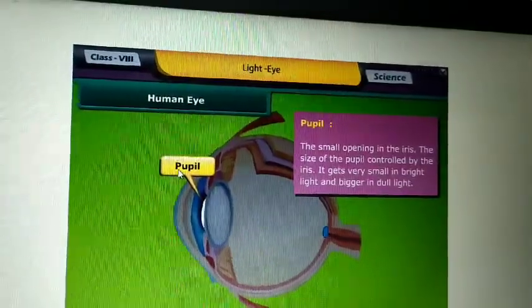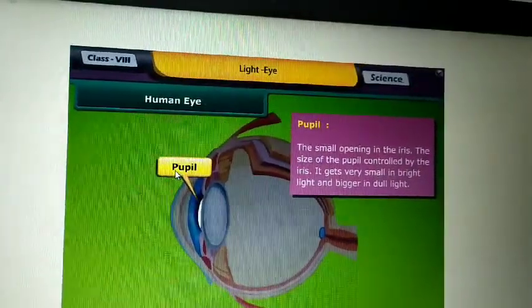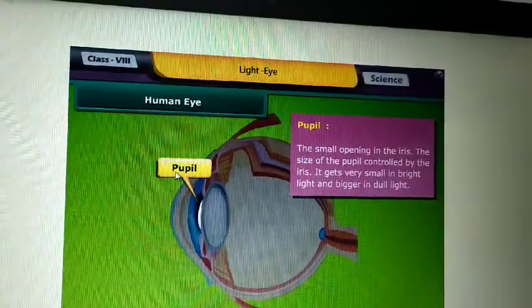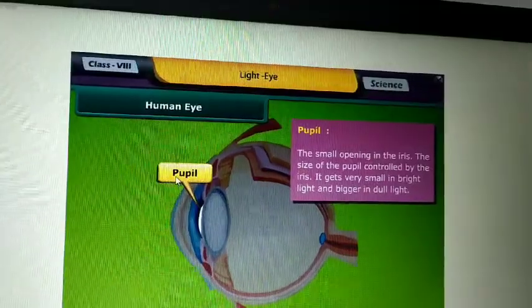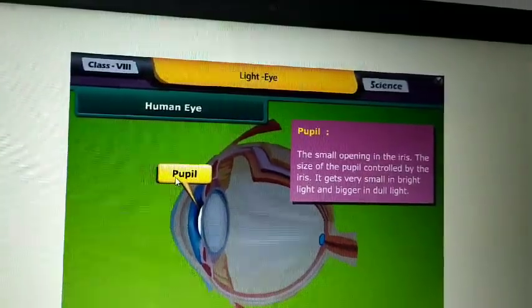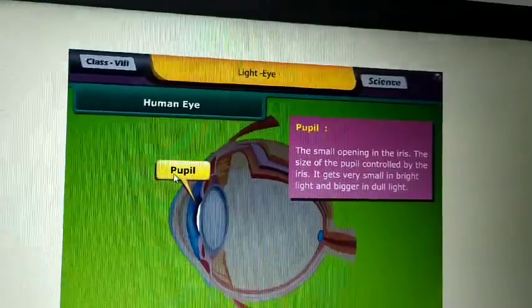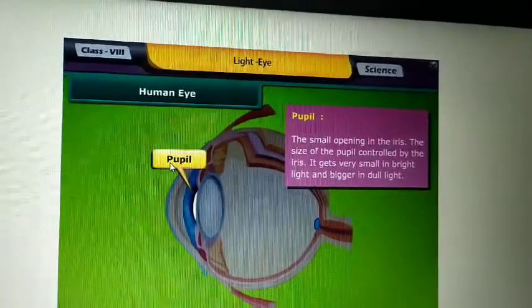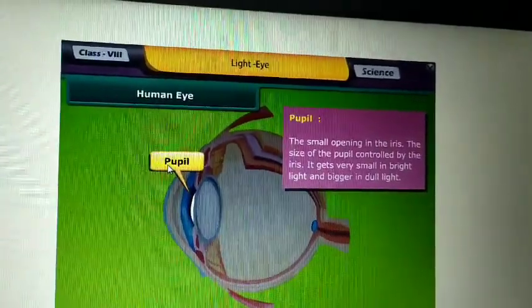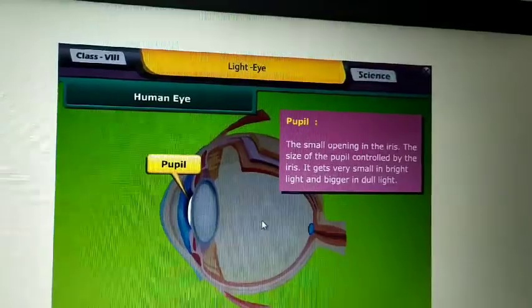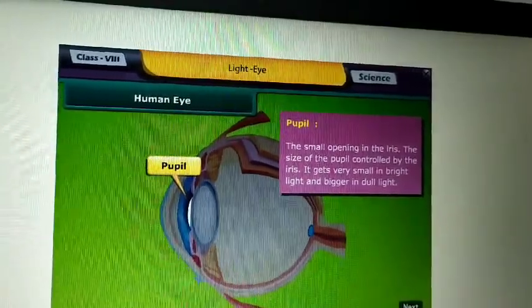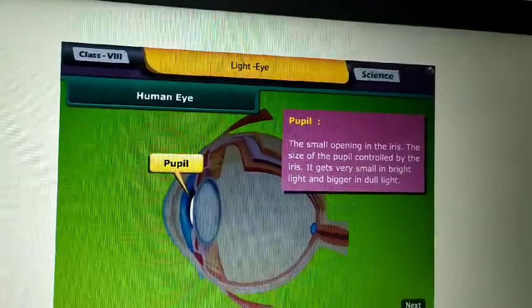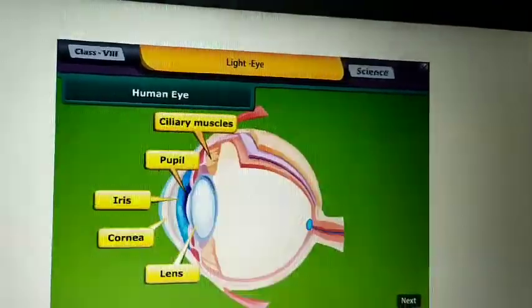Pupil. Pupil is the small opening in the center of the iris. It allows light to enter the retina. It appears black in color because most of the light entering the pupil is absorbed by the tissues inside the eye. The size of the pupil is controlled by the iris. It gets very small in bright light and bigger in dull light to enable the appropriate amount of light to enter.